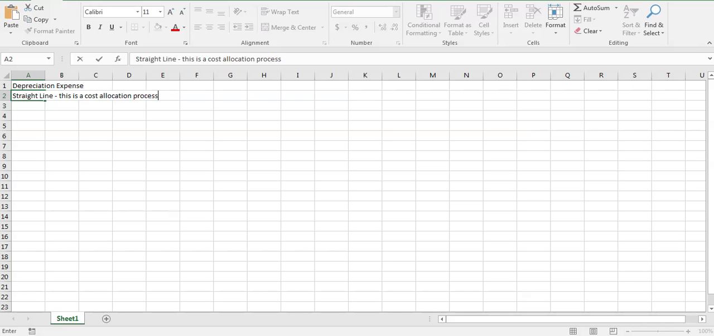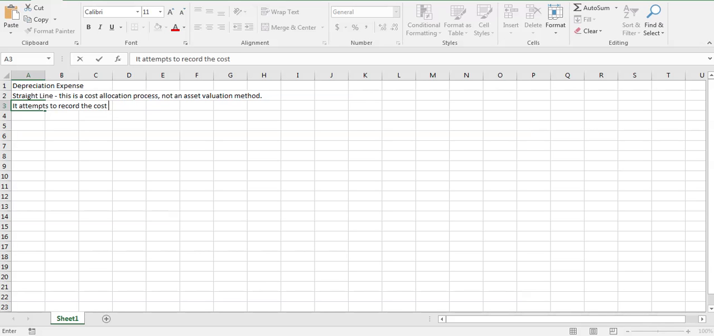I'm including that part at the top of this spreadsheet. I'm using an Excel workbook to put together this example, and we can walk through each part of it. I'm only going to be working on straight line. There are other methodologies that we can discuss in other videos, and we will try to make sure that you understand the simplicity and the good features of depreciation expense using the straight line.